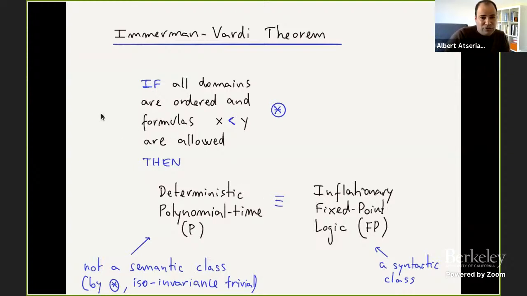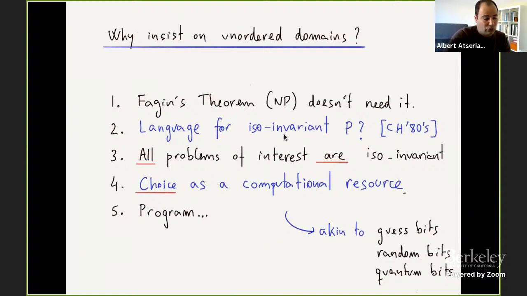And now comes the Immerman-Vardi theorem, which you may have heard of, which essentially says that deterministic polynomial time can be captured by inflationary fixed point logic, except that there is a big if. The big if is that it requires the domains to be ordered and to allow this order on the relations, on the domain elements. Once you have this if, this is no longer a semantic class, because isomorphism invariance becomes trivial. If the domain is fixed by an order, there is nothing you can permute within the same structure other than just changing the names. So the automorphisms become trivial and therefore it's no longer a semantic class. Still, this is a powerful tool and we're going to see an application of it, but it's not solving the question of whether there is a logic for isomorphism-invariant P.